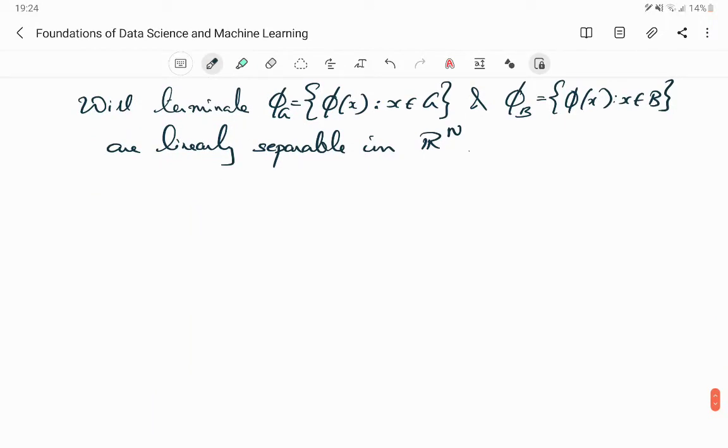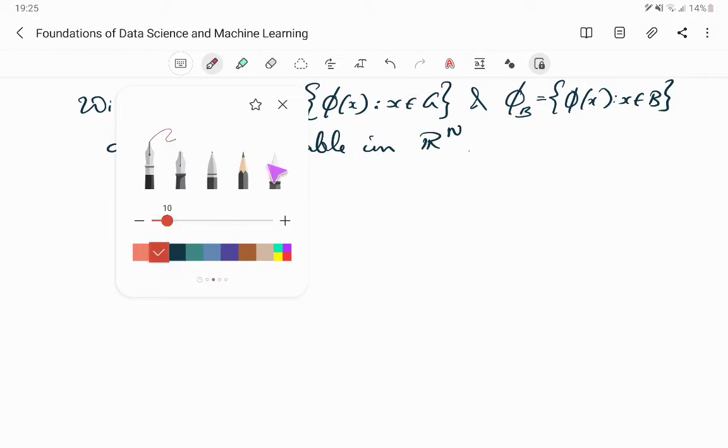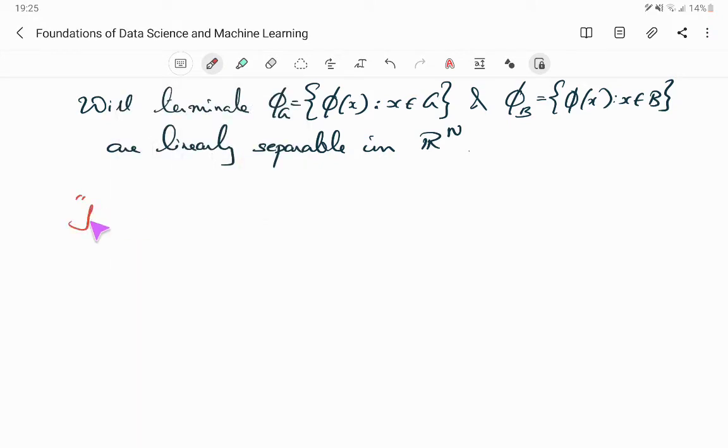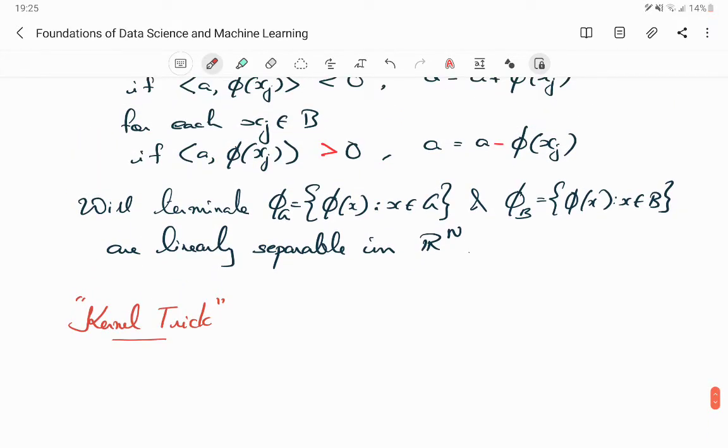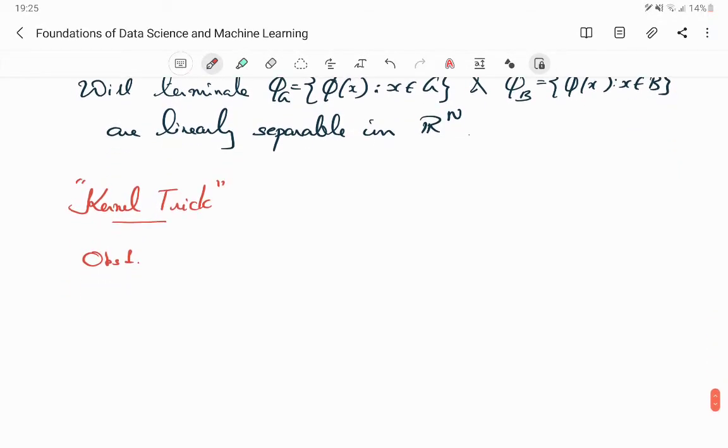Now what is possible is that we can modify this algorithm using what is very fondly known as the kernel trick. This will save us a lot of computation in many cases. There are two key observations to this kernel trick that we have to make.